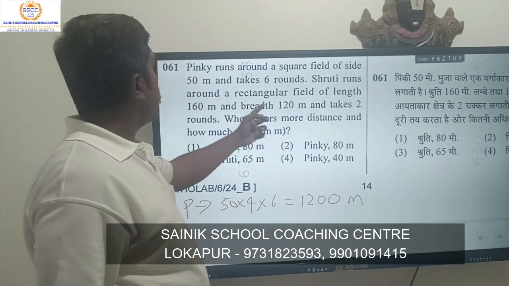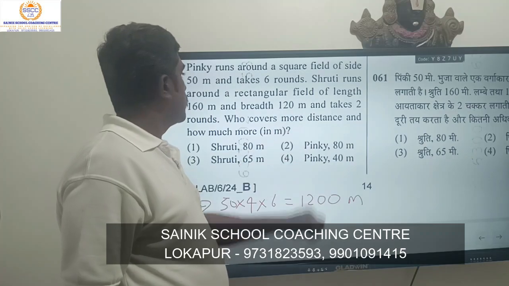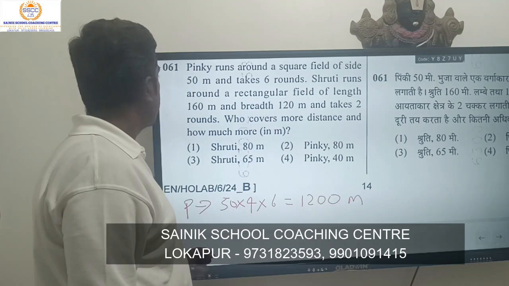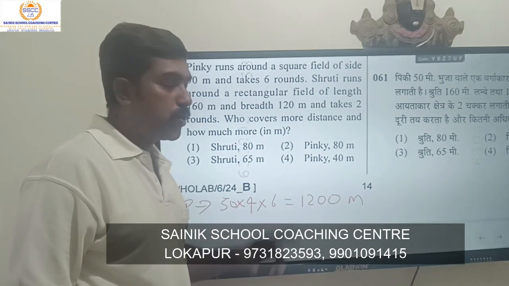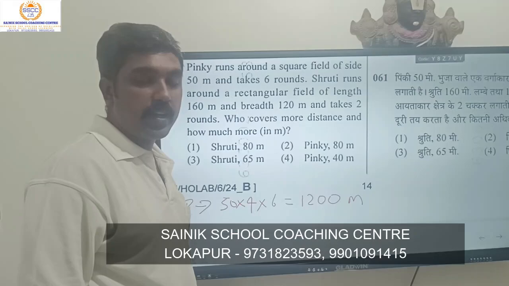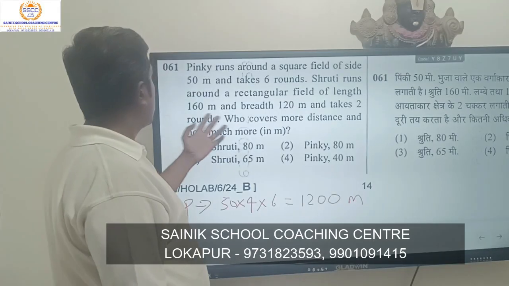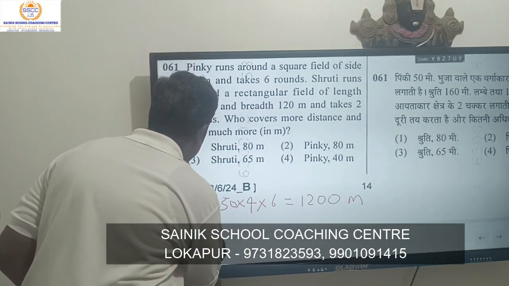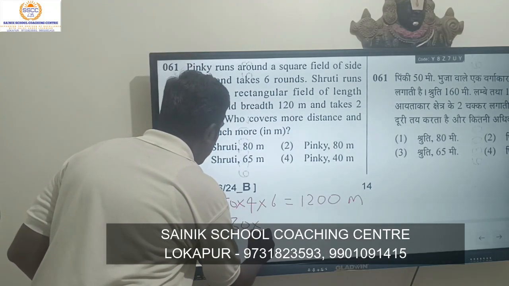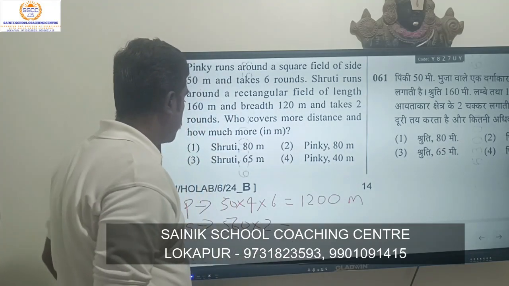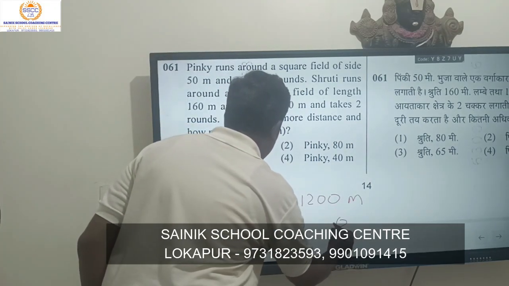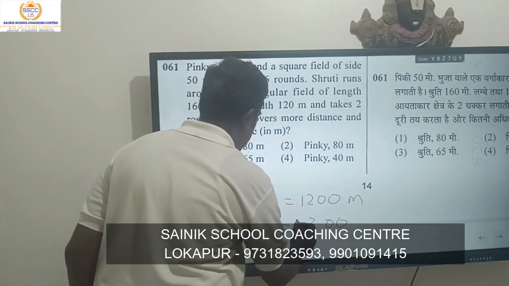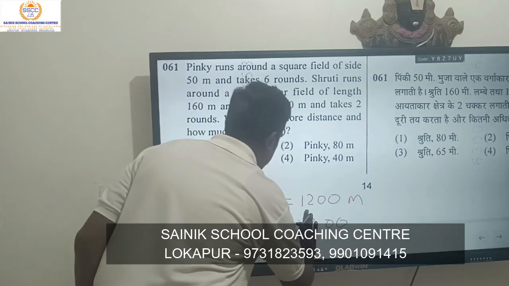Shruti runs around a rectangular field of length 160 meters and breadth 120 meters and takes 2 rounds. So 160 plus 120 is 280. 280 into 2, because for a rectangle it is 2 bracket L plus B. So 280 into 2 is 560. Shruti makes 560 into 2 rounds. How much will it be? 560 into 2: 0, 0, 6 twos are 12, 5 twos are 10 plus 1, 11.